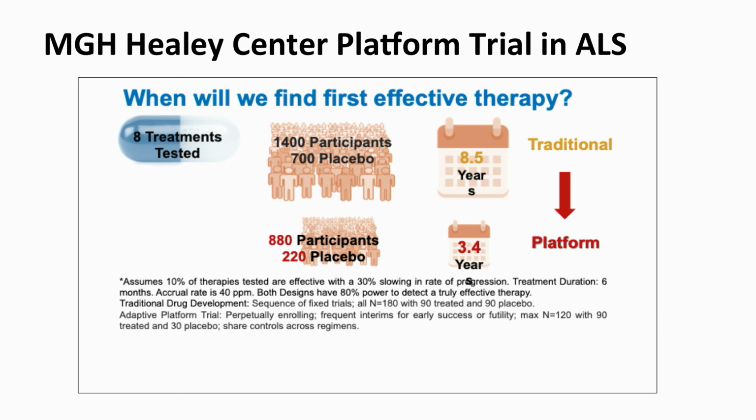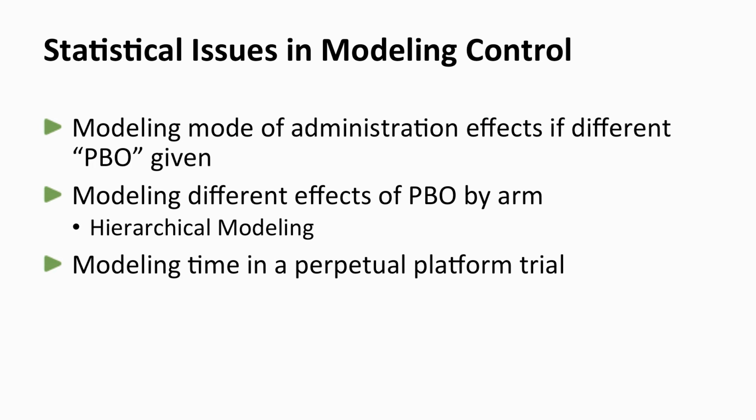And they presented the savings through the platform, the time to find a therapy that demonstrates efficacy, reducing time from 8.5 years to 3.4 years, and the number of subjects needed from 1,800 to 880. So huge benefits from the traditional approach to using these platforms, and the sharing of controls is a huge part of these.